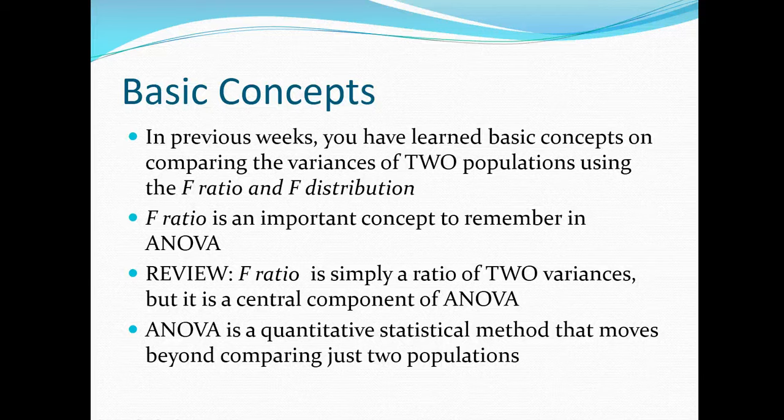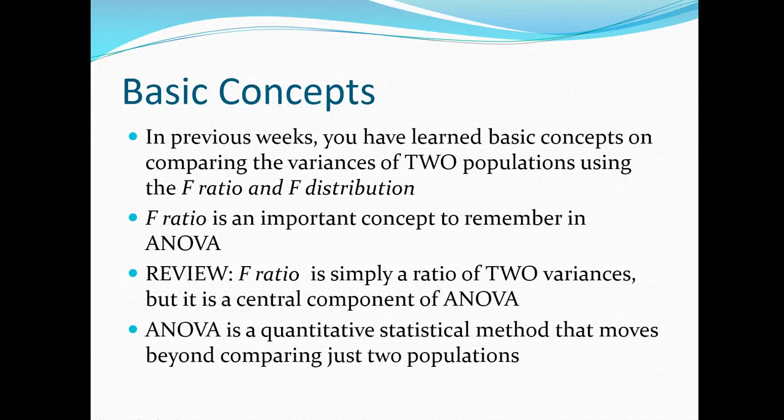And ANOVA is a quantitative statistical method that moves beyond comparing just 2 populations. Remember, in all of our t-tests, even all of our non-parametric Mann-Whitney test, or our Wilcoxon matched pair test, those are all talking about just simply 2 populations.